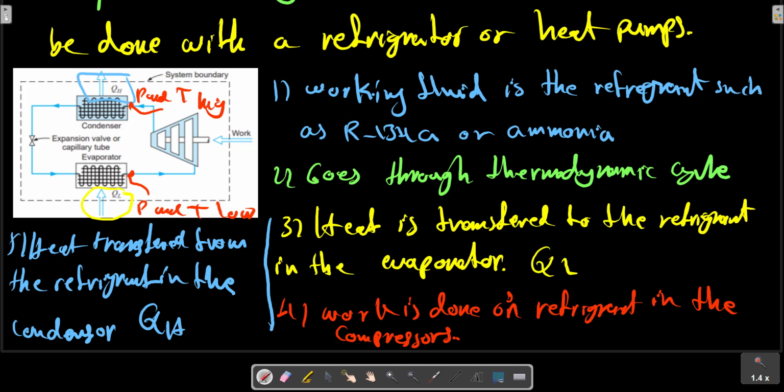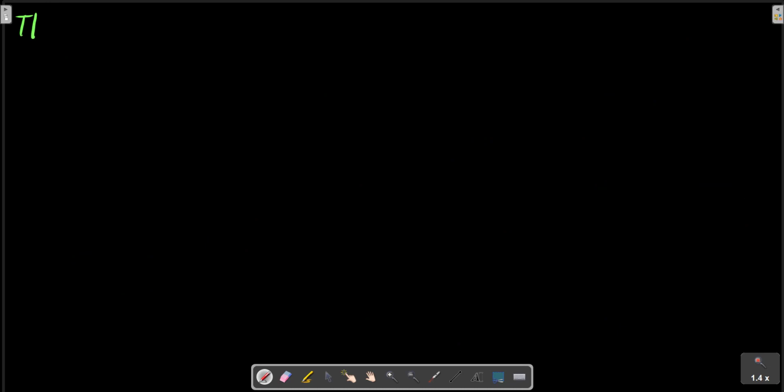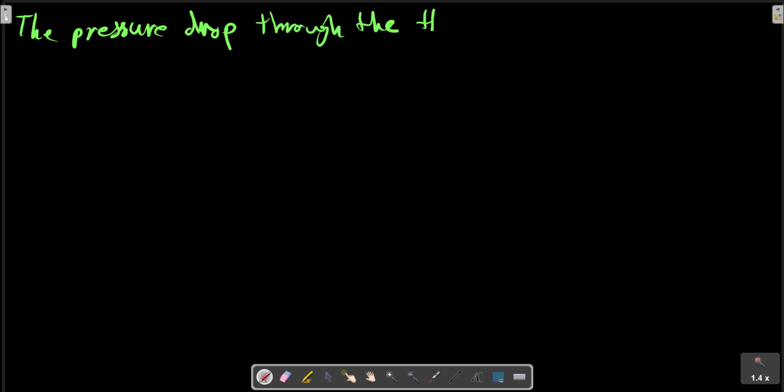The pressure drops as the refrigerant flows through the throttle valve.